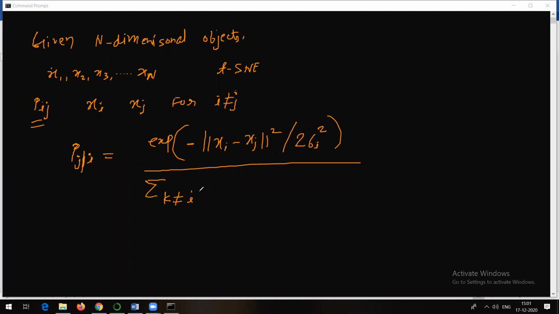K should not be equal to 1. So summation of, again, exponentiation, same term I am going to write over here, xi minus xj, take the square of this divided by 2 sigma i square it should be, right? And it should be for all i. For all i, 1, 2, 3, 4, 5, 6, 7, and so on up to n.